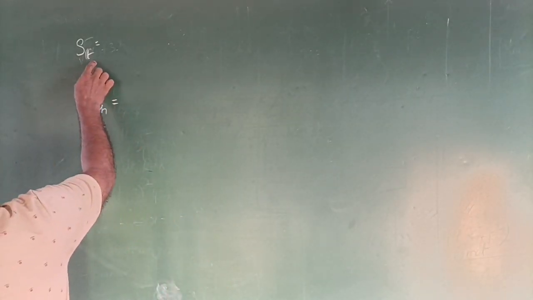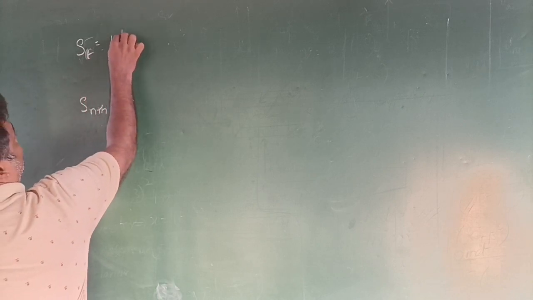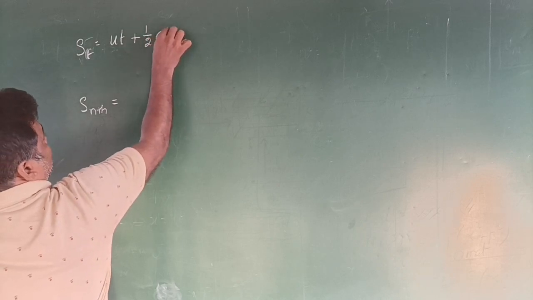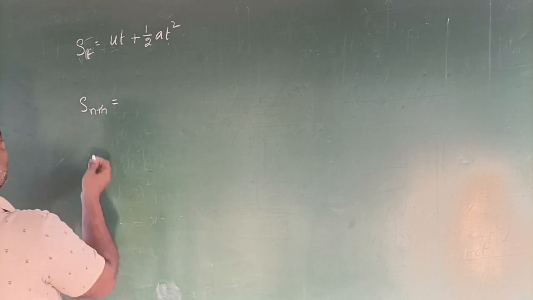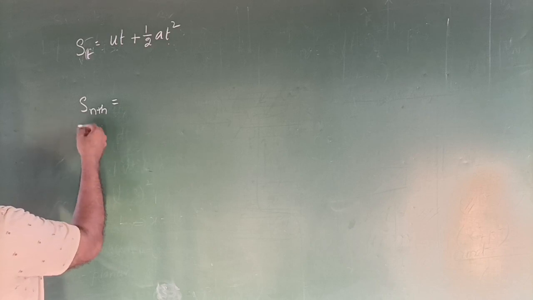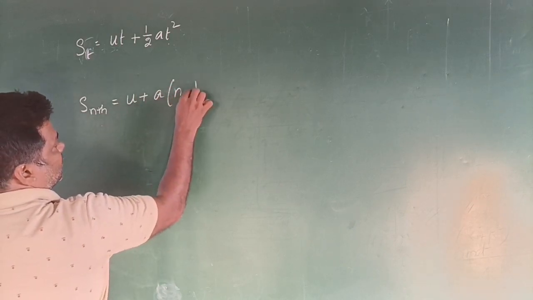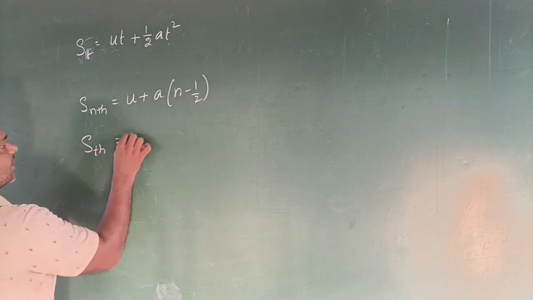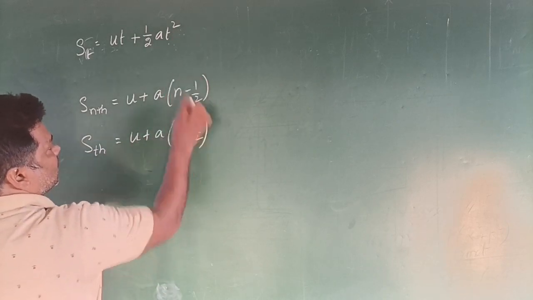When a moving object covers distance S in t seconds, your formula will be ut plus half at square. If the same object covers a small distance in the nth second, that formula is u plus a into n minus half. Can I write this in t terms? S in the tth second is u plus a into t minus 1 by 2. These two are different.